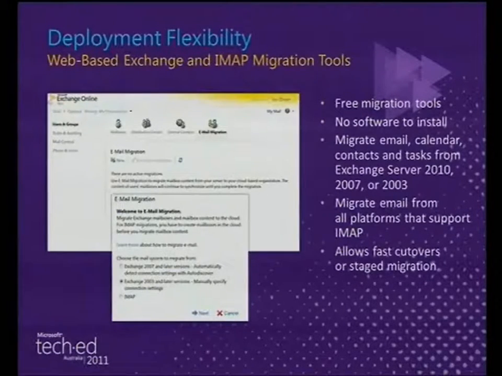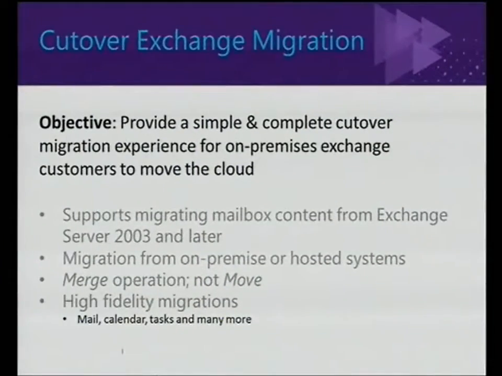concept of simple migration. And simple migration consists of Exchange 2003 and above, and 2007 and 2010, as well as IMAP-based mail migration. So whether you're coming from an existing Exchange infrastructure or another mail service, providing you have an IMAP interface into that, then we can start to migrate that mail across. These are about enabling very fast cutovers, but they come with some cost, which we'll explore now.